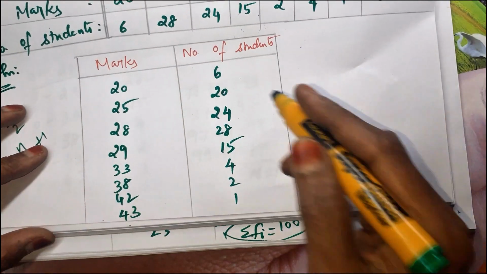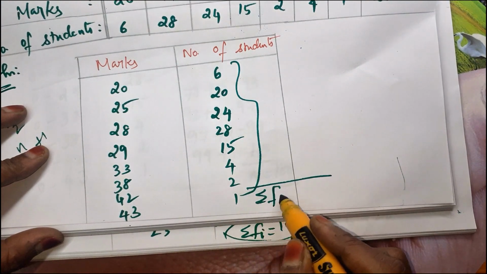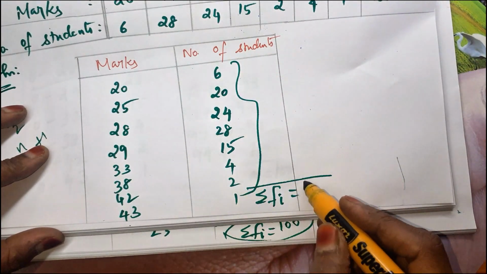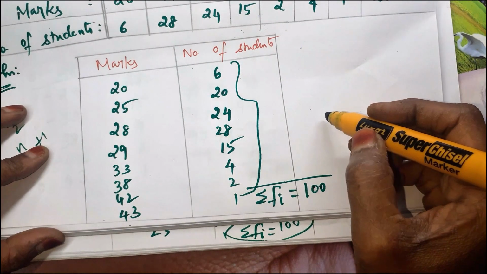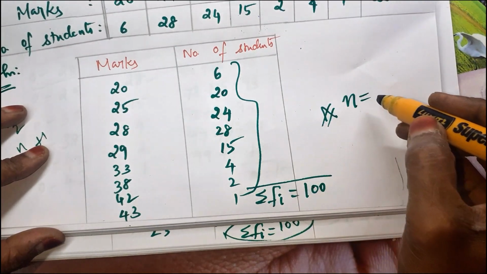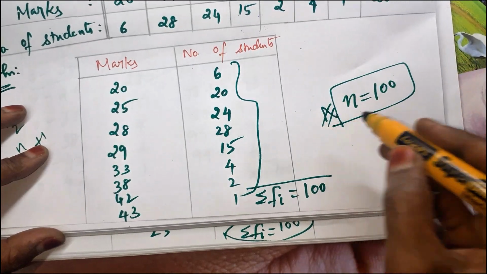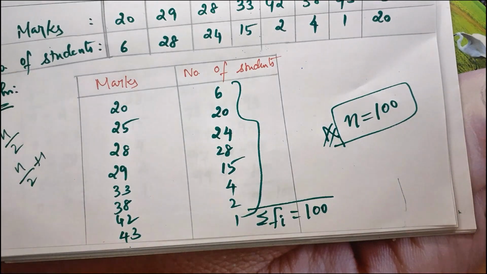n is nothing but adding all these frequencies. Finally, we have to write summation Fi, which, when you add, is 100. That is n. Here we are using the symbol small n, not capital N. Small n is equal to the total number of frequencies.